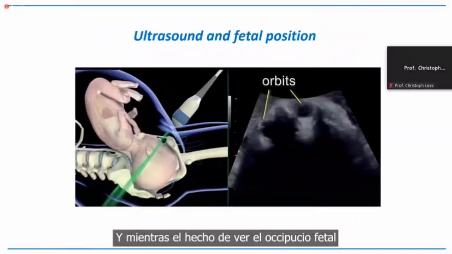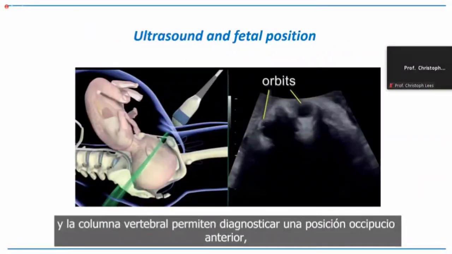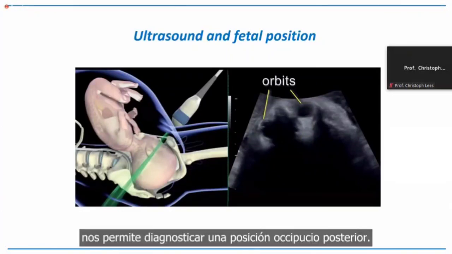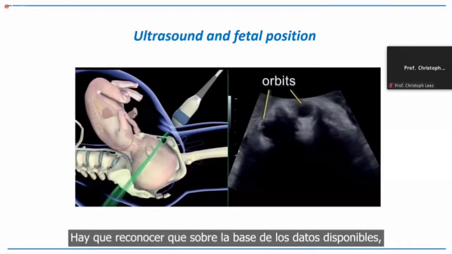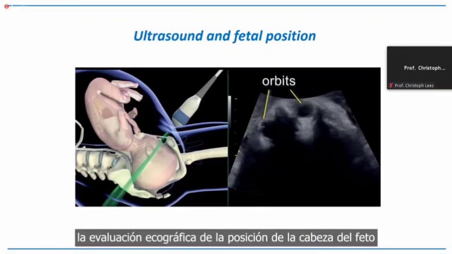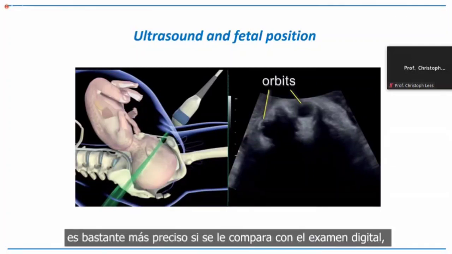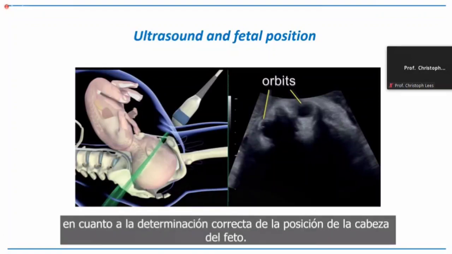While the visualization of the fetal occiput and spine allows diagnosis of an occiput anterior position, the visualization of the fetal orbits by means of a transabdominal axial suprapubic view, which is shown in this image, allows diagnosis of an occiput posterior position. It has to be acknowledged that based on available data, the ultrasound assessment of the fetal head position by means of transabdominal ultrasound is fairly more accurate compared to the digital examination in the correct determination of the fetal head position.